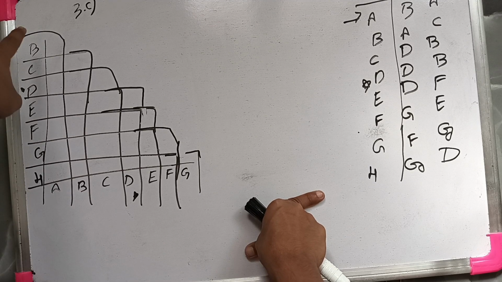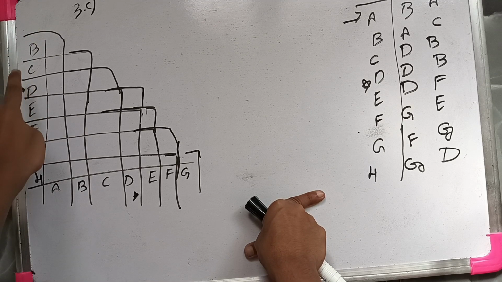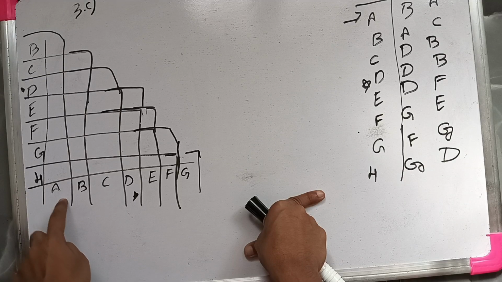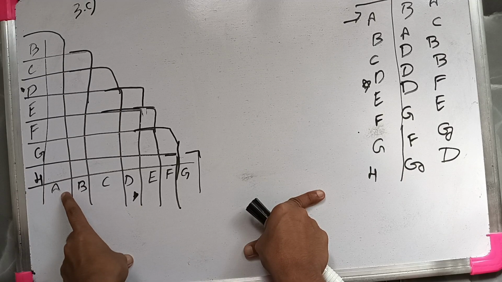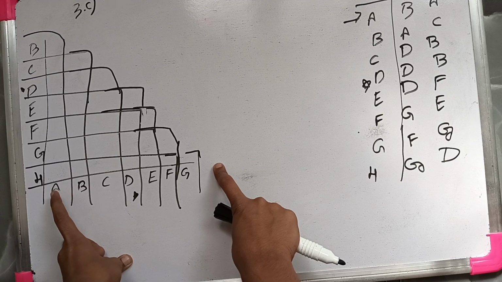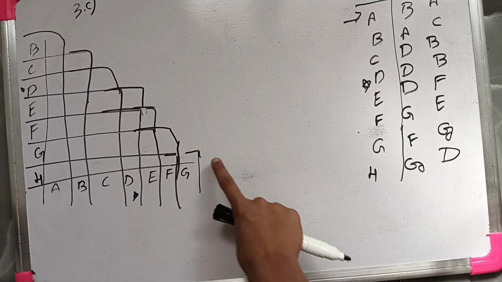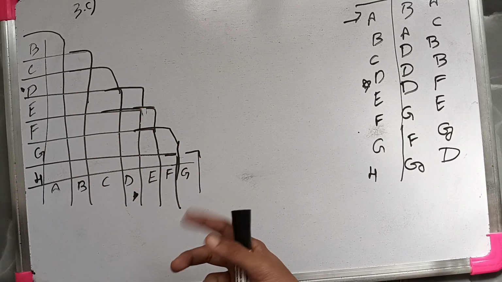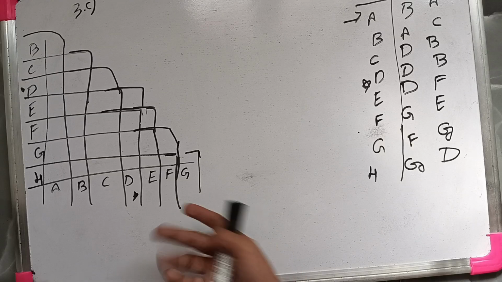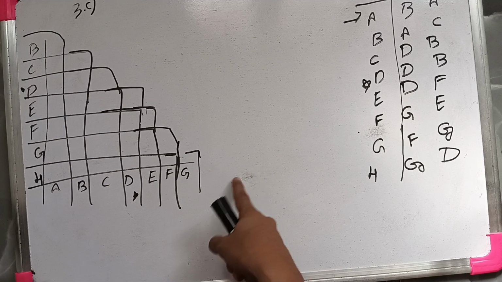From here we remove the A, start from B, C, D, E, F, G, H. From this side we remove the last, H, and go A, B, C, D, E, F, G. This is the method to follow to construct a table. Initially A is removed here, H is removed here.